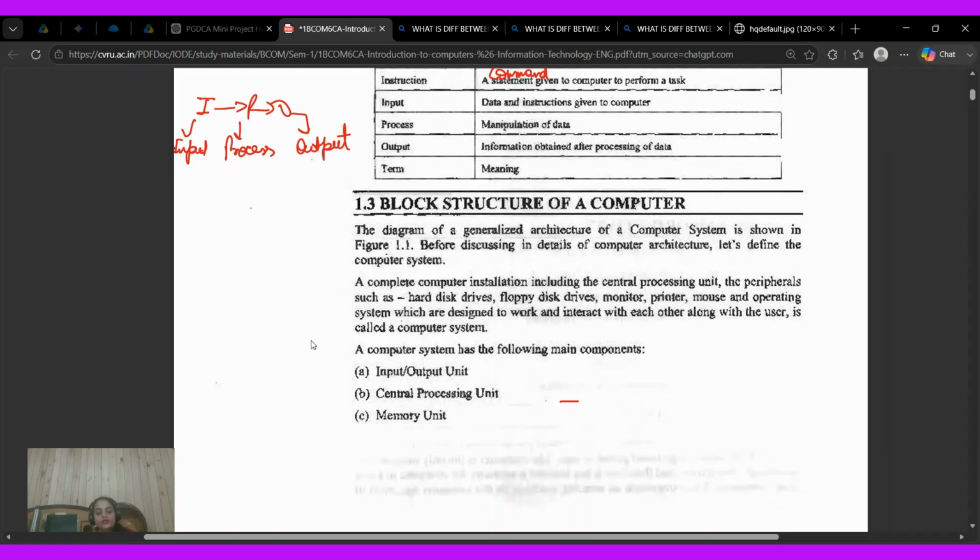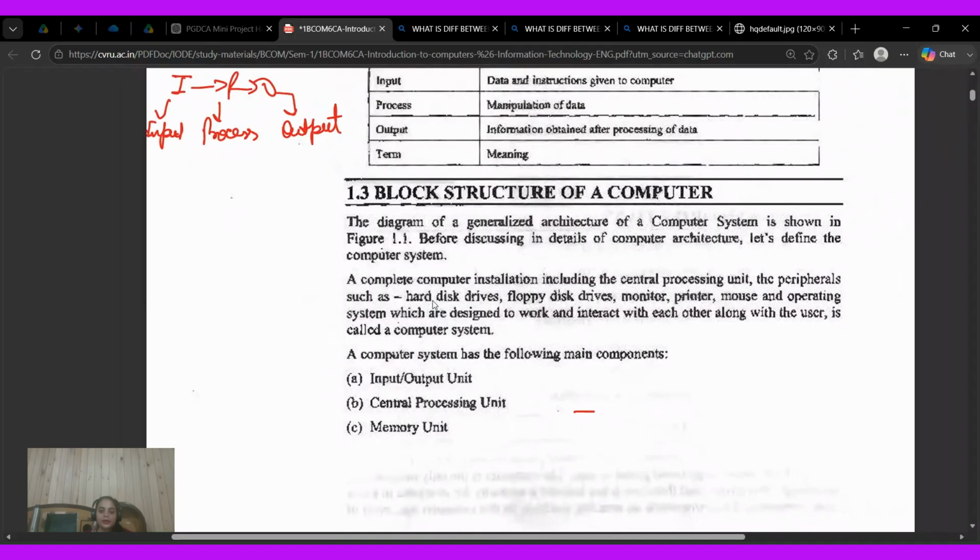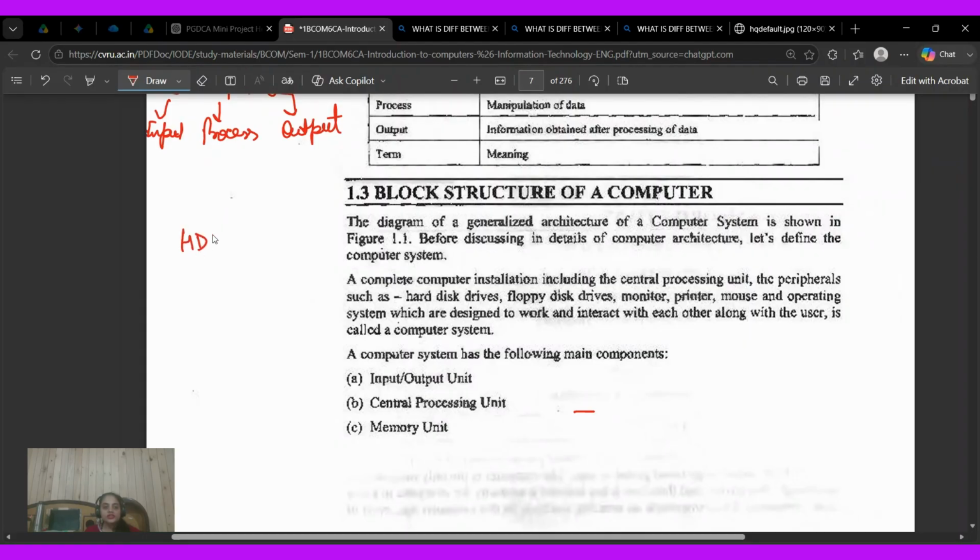Now the next part that we have to study would be the block structure of a computer. So what do we understand by block structure of a computer? The main PDF says that a diagram of the generalized architecture of a computer system is shown in the figure. Before discussing computer architecture in detail, let's define the computer system. A complete computer installation includes the central processing unit and peripherals such as hard disk drives, floppy disk drives. We'll be studying it, don't worry. I'll explain that. Hard disk drives we call HDDs.